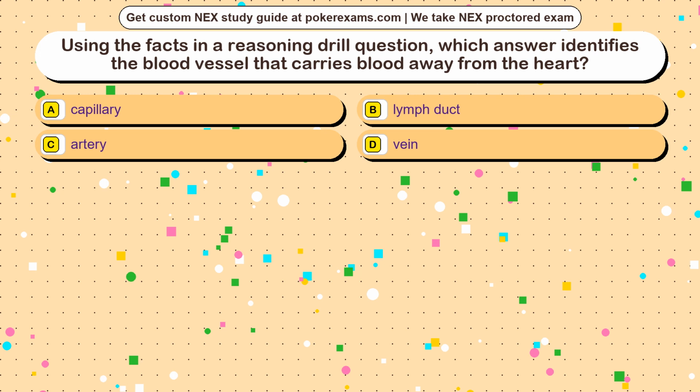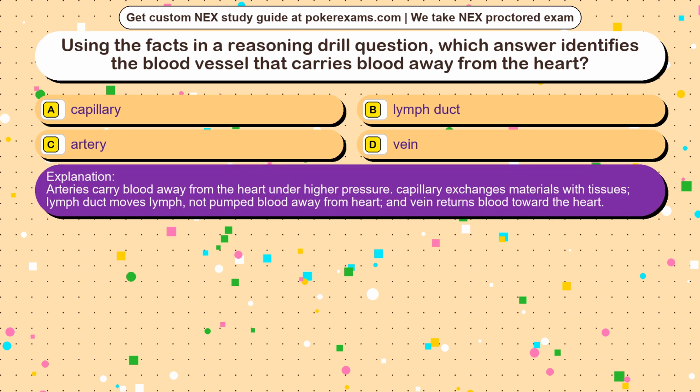The correct answer is option. Arteries carry blood away from the heart under higher pressure. Capillary exchanges materials with tissues, lymph duct moves lymph, not pump blood away from the heart, and vein returns blood toward the heart.